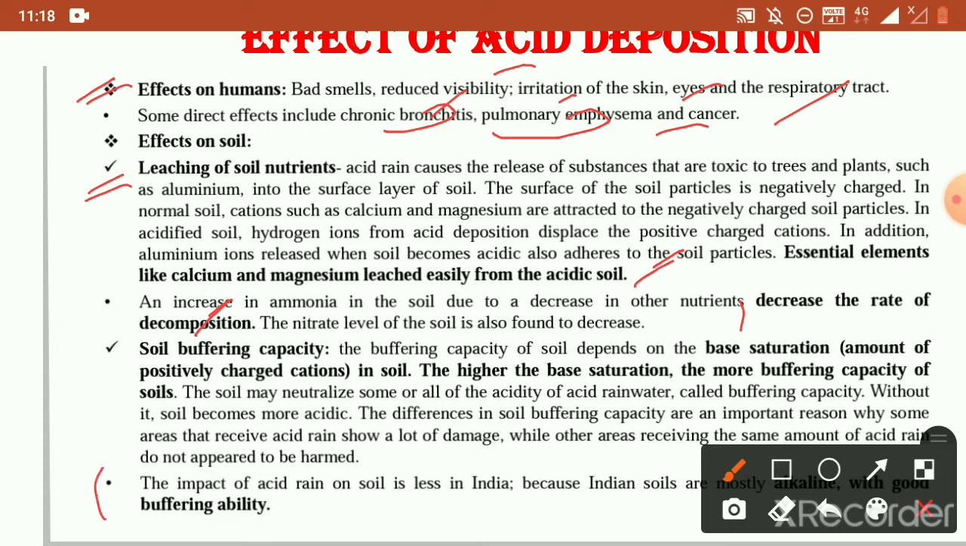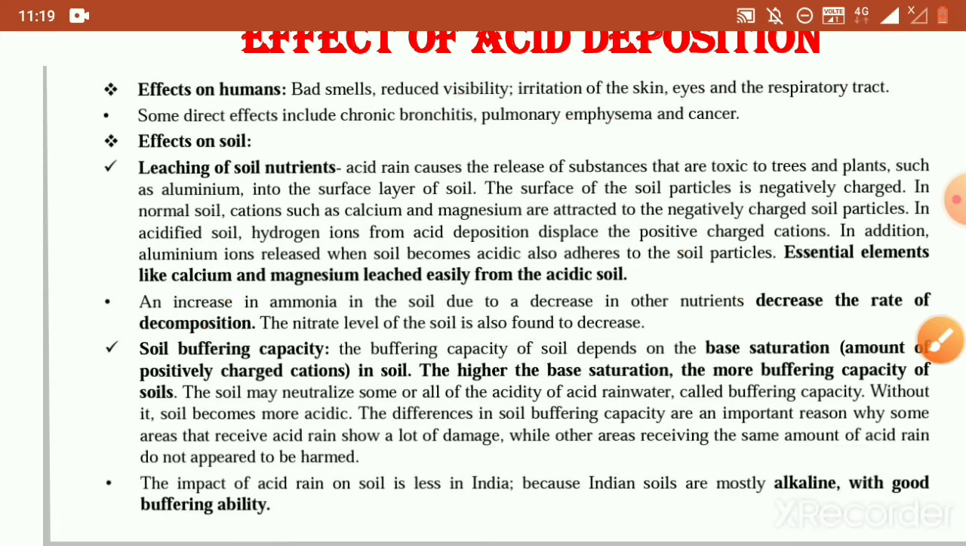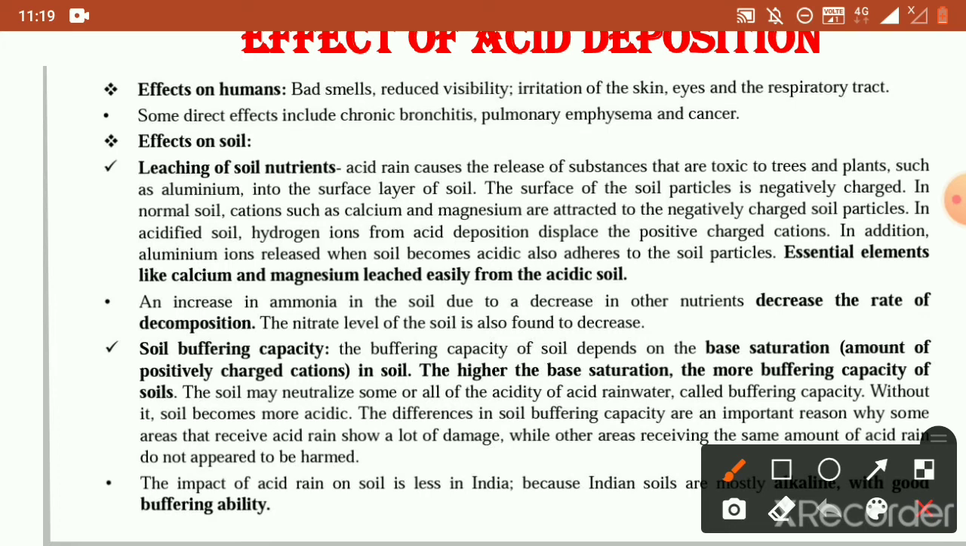One important point to note is that the impact of acid rain on soil in India is less because Indian soils are mostly alkaline, having good buffering ability. The buffering ability or the buffering capacity of soil depends on the base saturation, that is the amount of positively charged cations in soil. The higher the base saturation, the more buffering capacity of the soil will be. And this results in the neutralization of the acidity of acid rainwater, which is called buffering capacity or buffering ability.